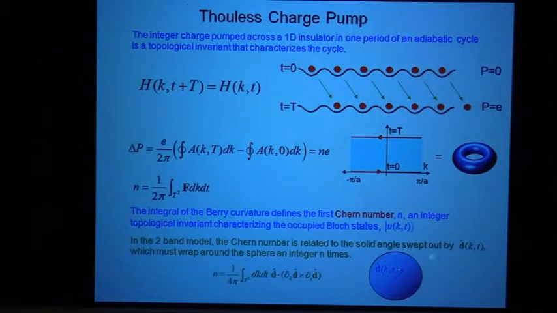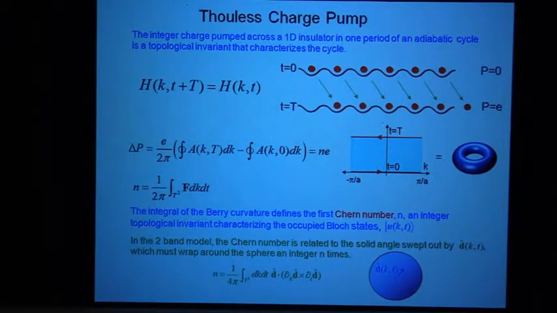Okay, and so that's a simple picture of this topological invariant. It's just a winding number for the map from the torus onto the sphere. It's the number of times it wraps around. Okay, and it's obvious that it has to be an integer. So this is a simple way of thinking about the Chern number, and this understanding of the Chern number can now be applied to understand the integer quantum Hall effect.